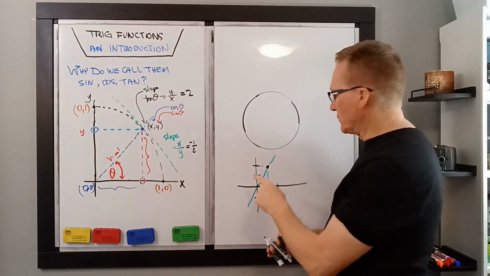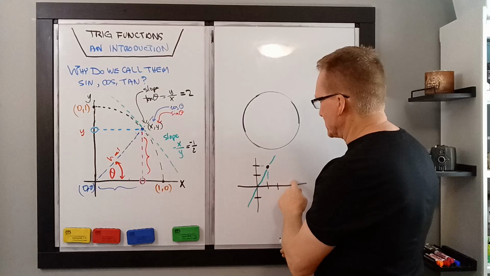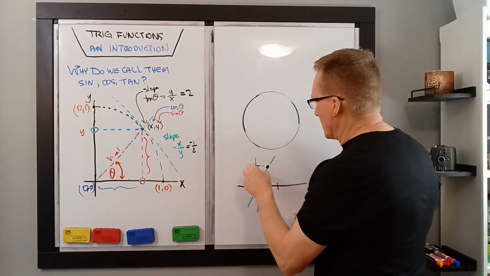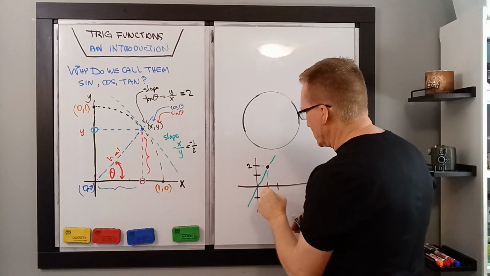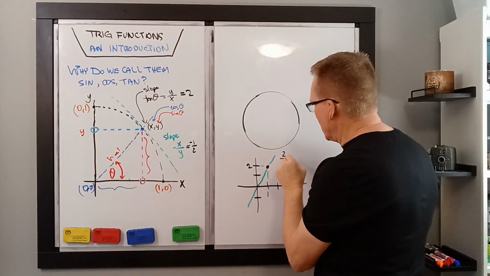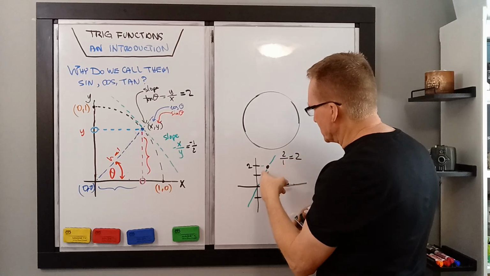If you notice over here, I've drawn a simple x and y axis. And the x point here is 1, the y point is 2. So the rise is 2, the run is 1. So the slope here is going to be equal to the rise over the run, which is 2 over 1, which is equal to 2, the slope of this line.